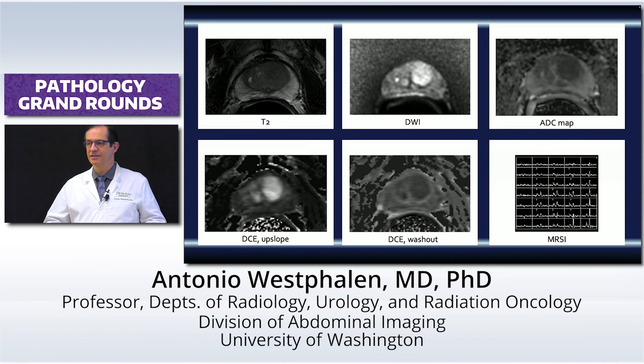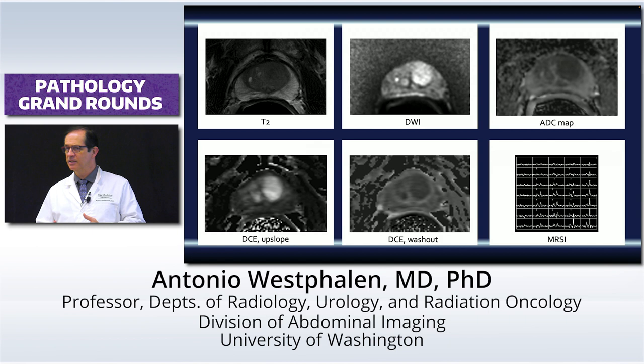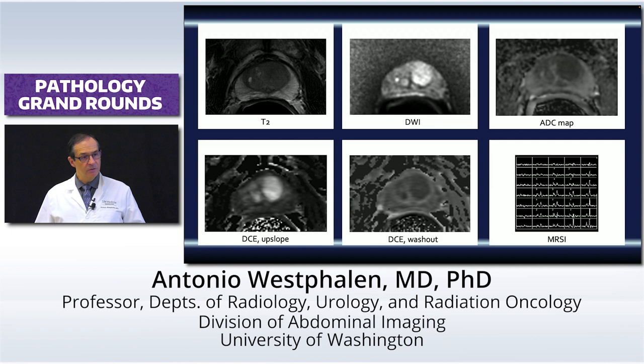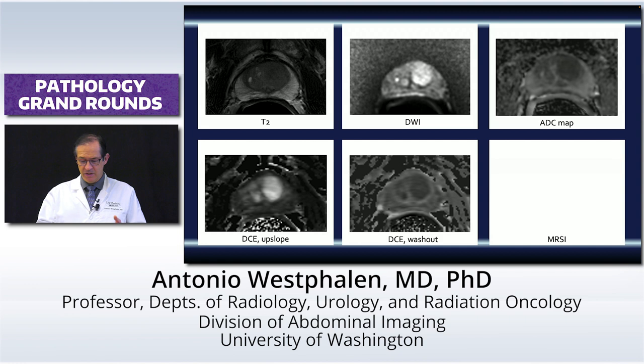So first thing is, what is multiparametric MRI? You hear this all the time, and multiparametric doesn't really mean anything except that we are acquiring several sequences. And when we talk about prostate, now we're talking about T2-weighted images. We're talking about diffusion-weighted images, contrast-enhanced images, and spectroscopy, which really is no longer done. So essentially, it's T2, diffusion, and DCE.